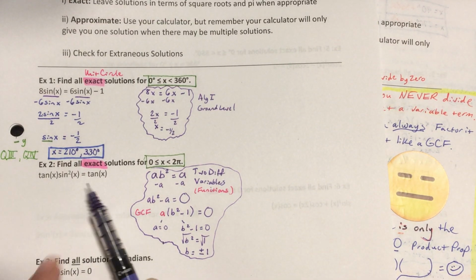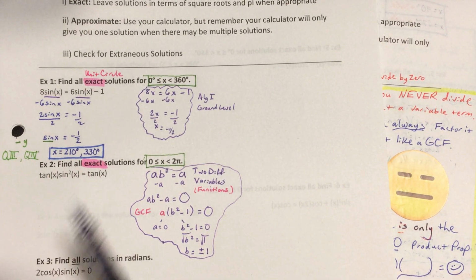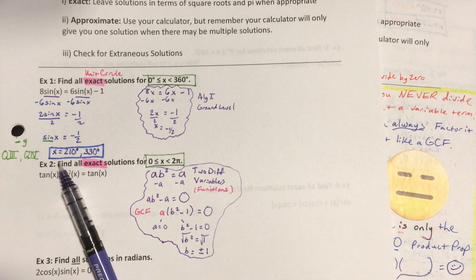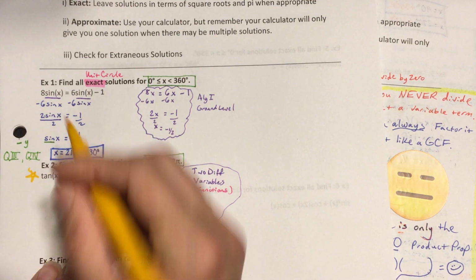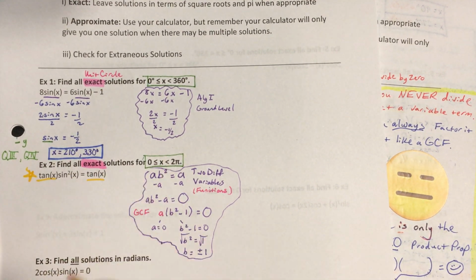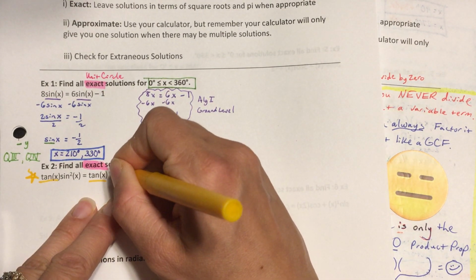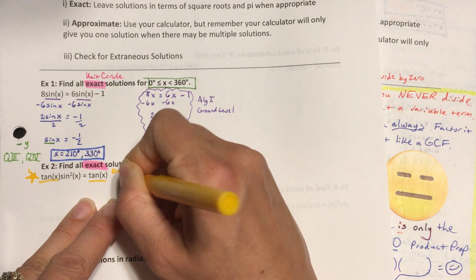So that's why, folks, in this trig problem, we don't want to divide by tangent x. And folks, I actually want you to put a star by this. And just put don't divide out.